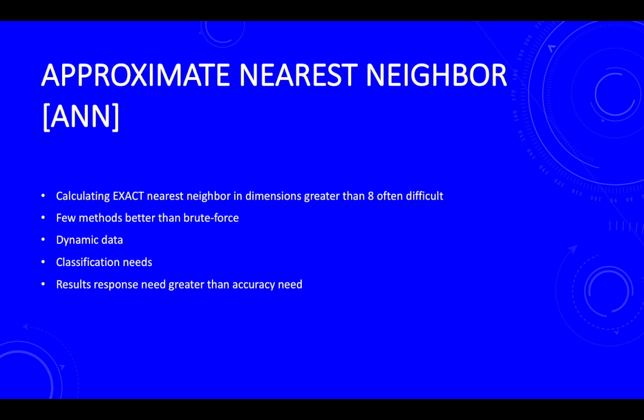It's also dependent upon your classification needs, whether you want to do a nearest neighbor or some other classification. And response needs are greater than accuracy needs, because the one thing about ANN that you do sacrifice is that accuracy. You accept a little more tolerance in terms of fault than with KNN.